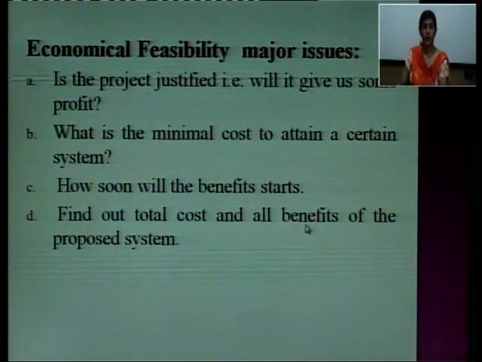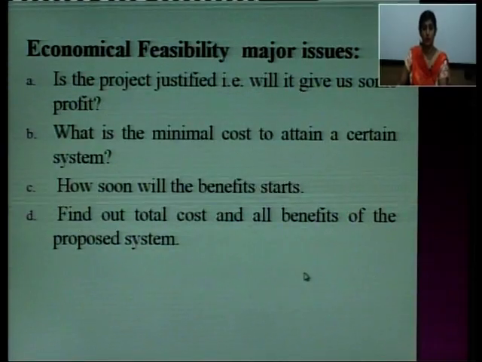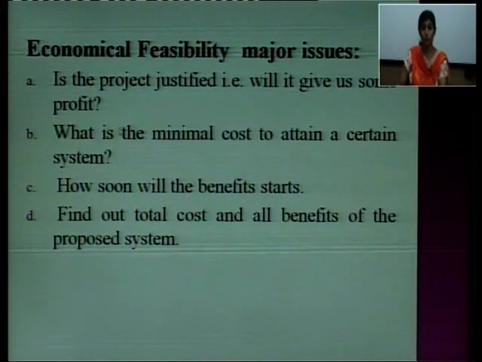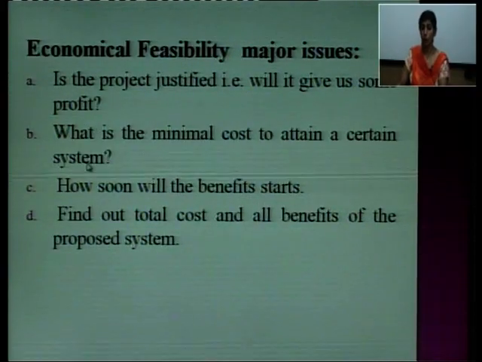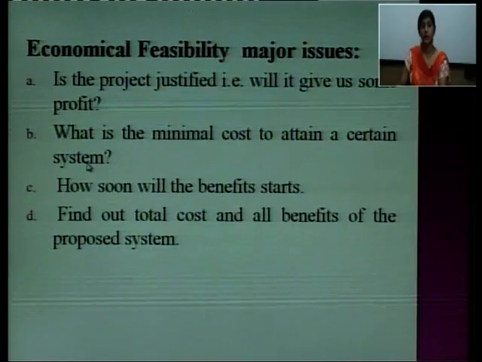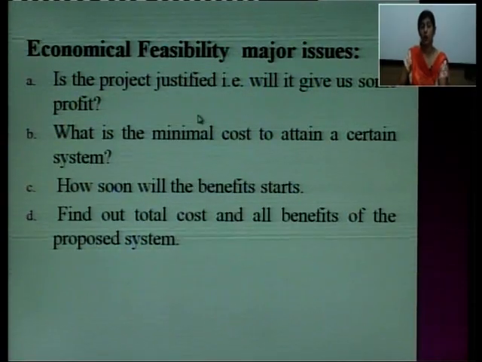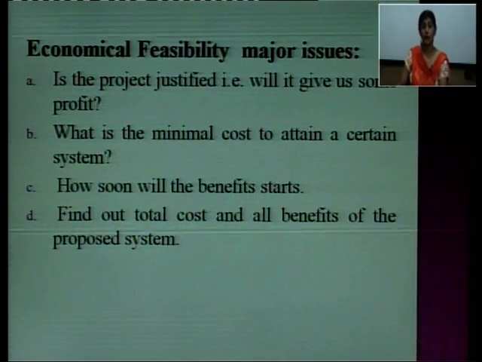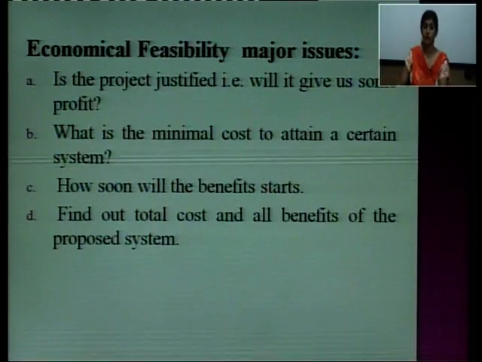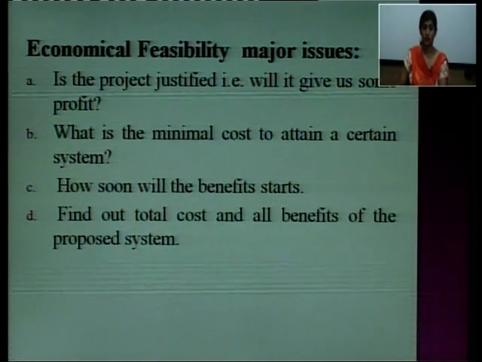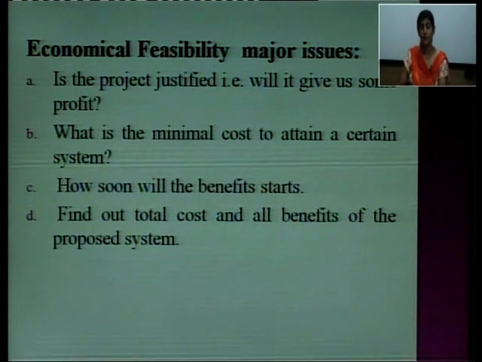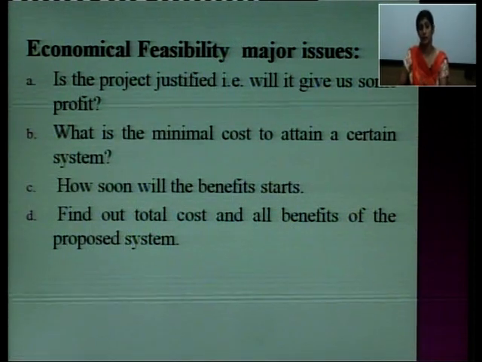Next is economical feasibility major issues. Is the project justified? That is, will it give us some profit or not? What is the minimal cost to attain a certain system? How soon will the benefit start? And find out the total cost and all benefits of the proposed system. Clear what is economical feasibility and what are the major issues that we consider during this study.